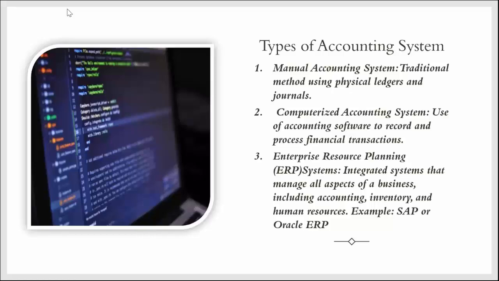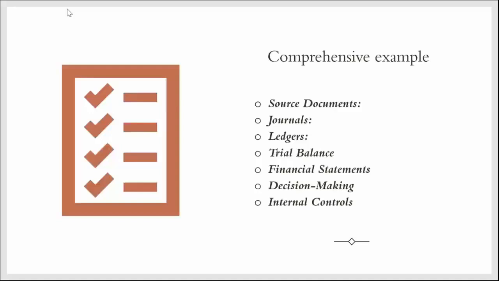3. Enterprise resource planning (ERP) systems. Integrated systems that manage all aspects of a business, including accounting, inventory, and human resources. Example, SAP or Oracle ERP, which provide comprehensive modules for financial management. Example scenario. Imagine a small retail business, Elegant Dresses, which sells clothing both in-store and online.